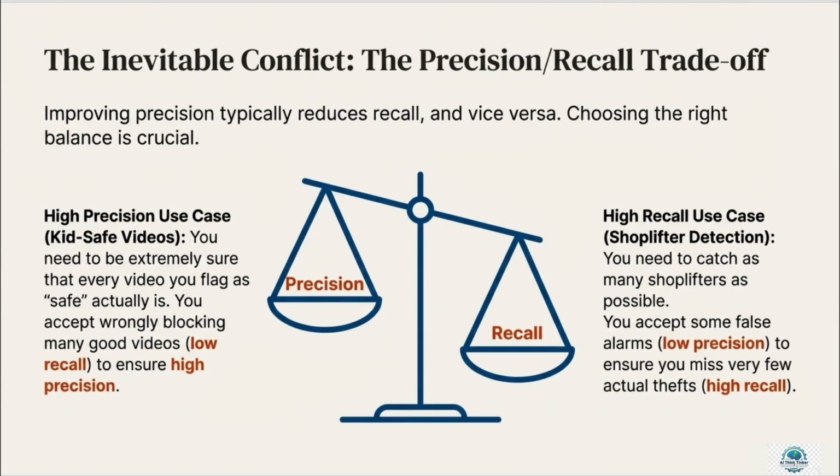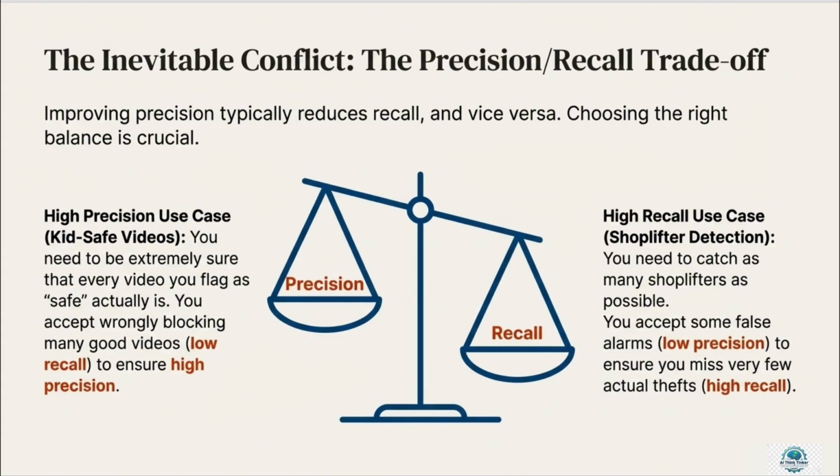You might ask, can't we just maximize both? Unfortunately, in most machine learning algorithms, these two metrics are at war. This is the precision recall trade-off. Increasing one usually hurts the other. You have to decide which is more important for your business case.